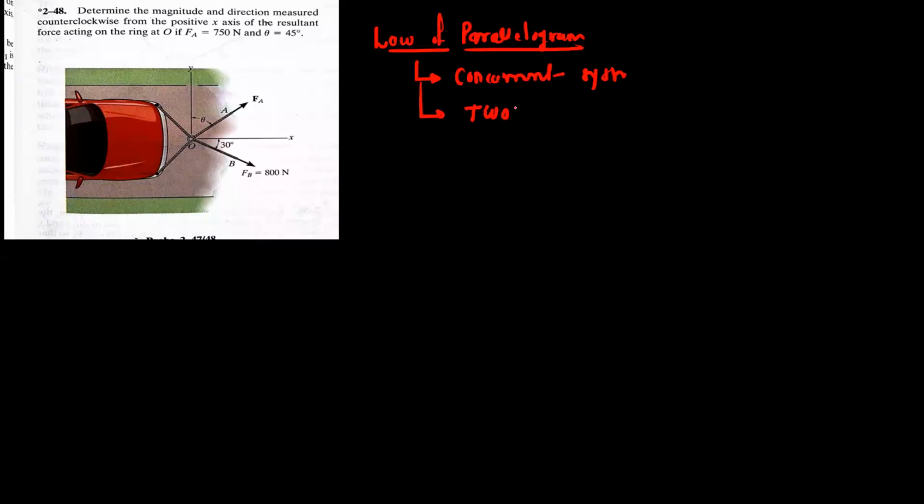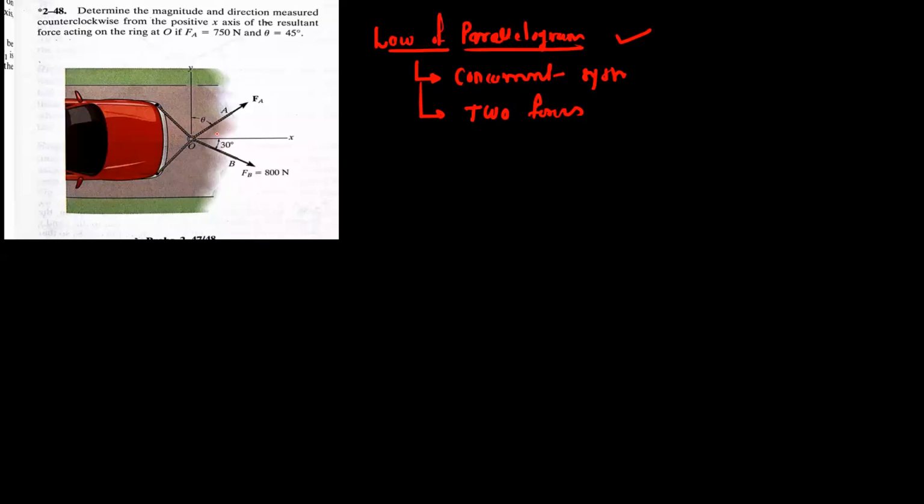So the condition for the law of parallelogram is that we can use this for a concurrent force system. And the second condition is there must be two forces. Okay, then we can construct the parallelogram and we can find out the resultant directly by the law of parallelogram. So I will show how to solve this by using the law of parallelogram. You can try this by the regular procedure, summation Fx and summation Fy.